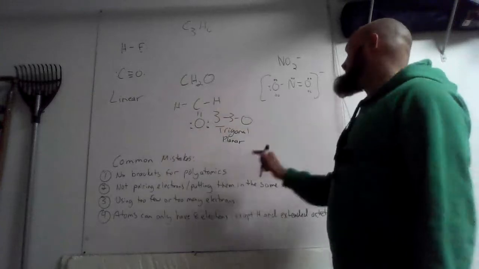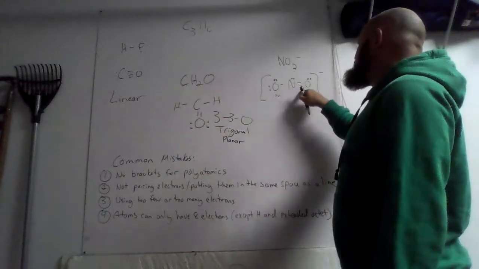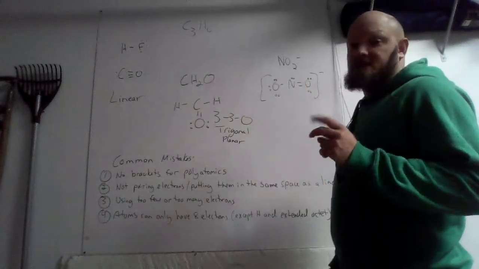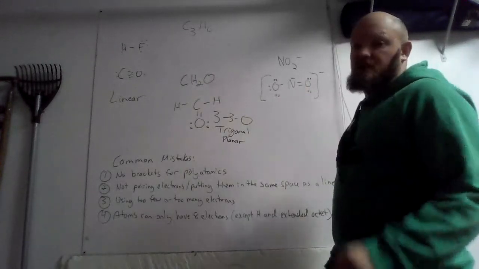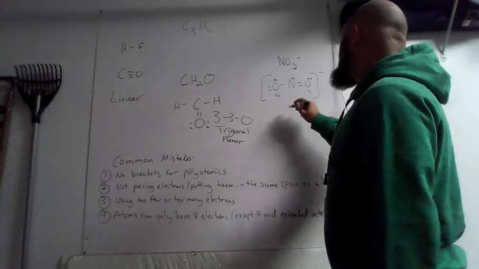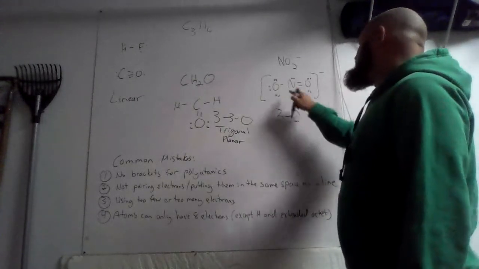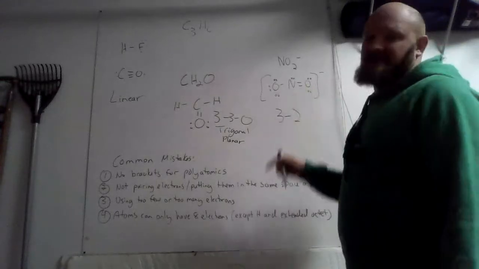So I look around the N, because I only care about the middle atom, remember, just like I only cared about the C over here. And I have 1, 2, 3 bonding areas. The single bond counts as 1, the double bond counts as 1, and the lone pair counts as 1. Okay, so my first number is 3. How many of them are bonds? 2. Because the single bond and double bond count the same, okay?